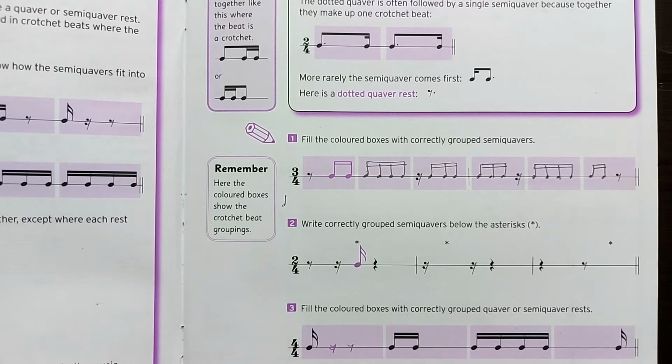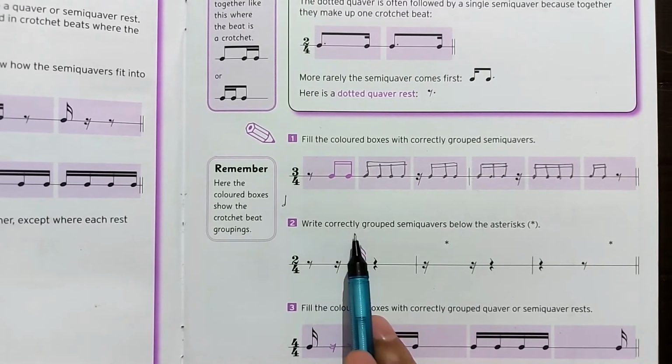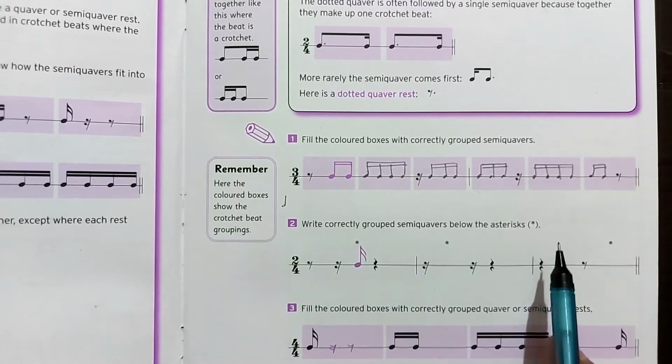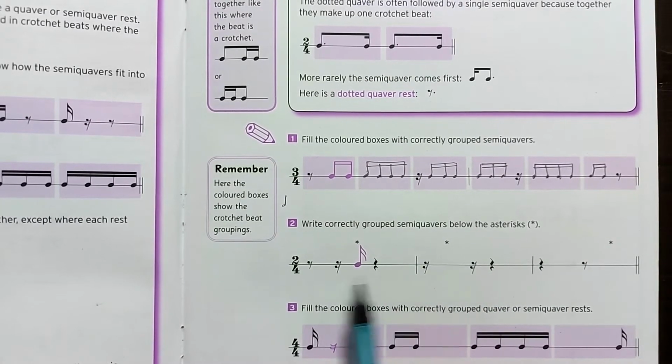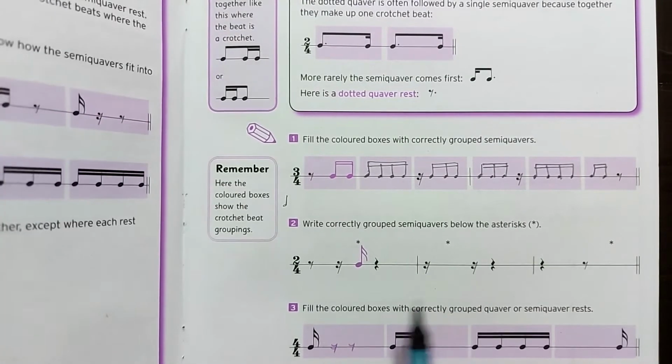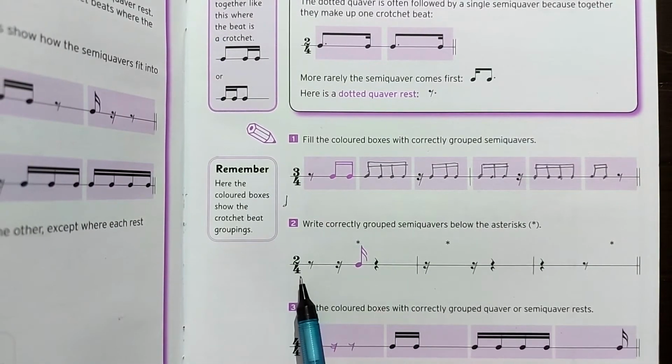In the next one, they're saying write correctly grouped semi-quavers below the asterisk. So we have to check the notes over here. They have given the rest here. We have to put the notes in this one. So in this one you can see the first one. This is 2/4 time signature.